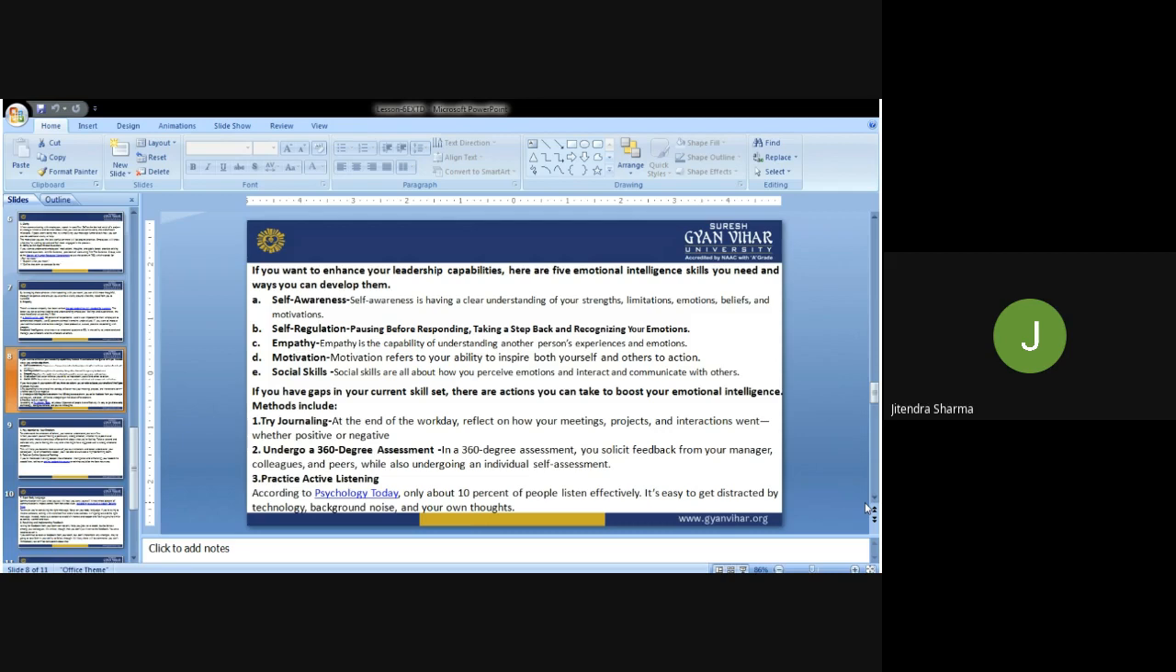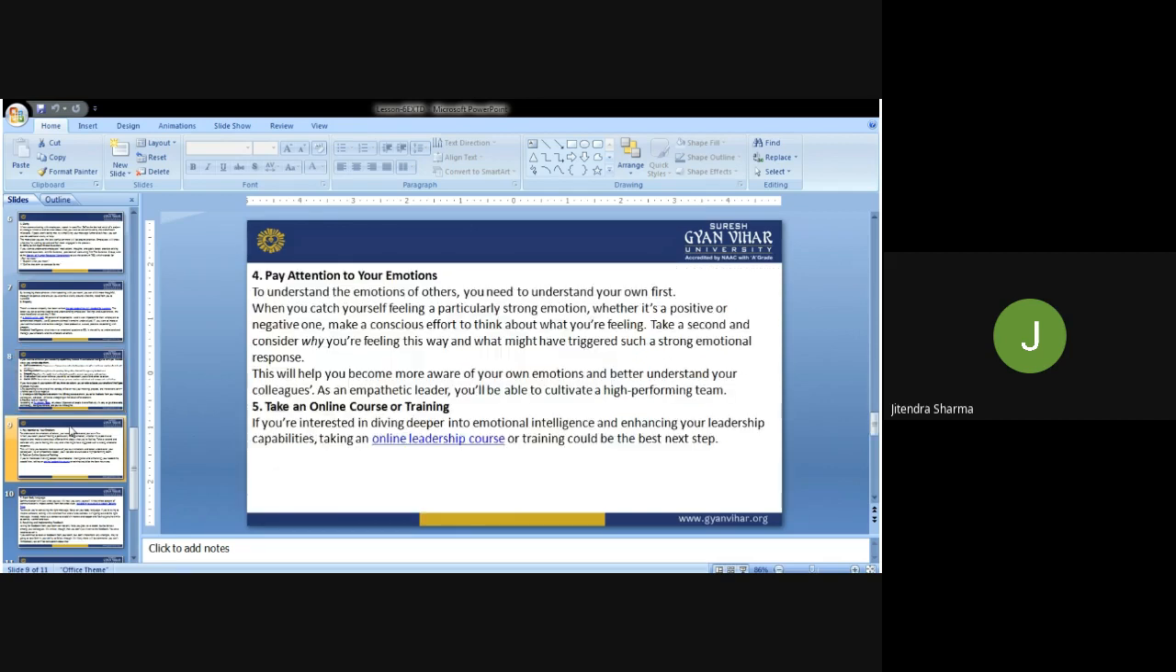According to Psychology Today, only 10% of people listen effectively. It means 90% of people just do the hearing. They are not listening. Listening means you are applying your mind, concentrating 100% on whatever is coming in the form of voice in your ear. You are giving 100% active attention to analyze the things which you have heard. It's easy to get distracted by technology, background noise or the telephone. But if you want to become a good listener, you have to continuously work on it. And if you are able to do it, then you will be in a very comfortable position.